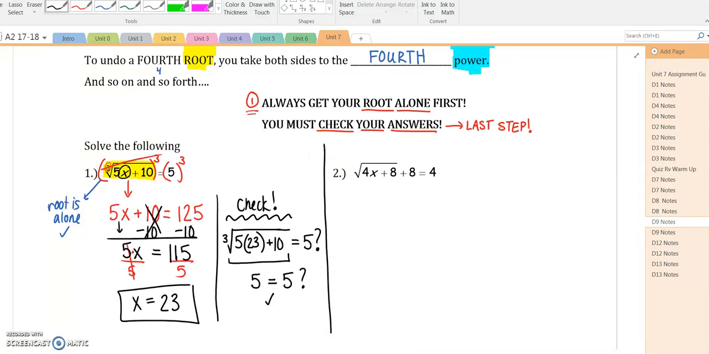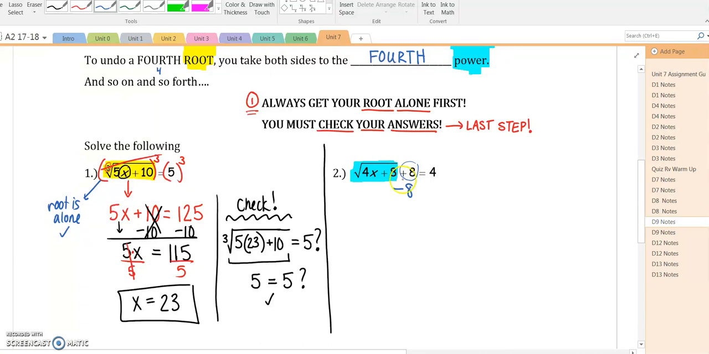I'm just going to separate these here. So again, our first step is to get our root alone. So I'm going to highlight the part that has my root. And because I have this other piece here on the same side of the equal sign, but not under the root, that's something that makes the root not alone. So I'm going to get rid of that first.